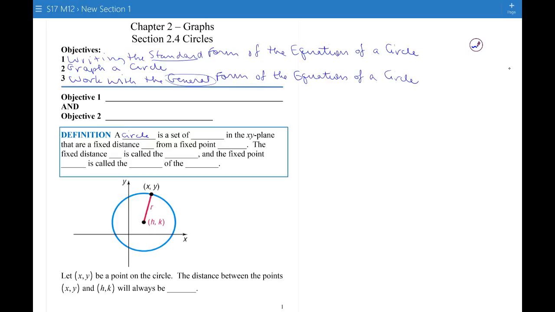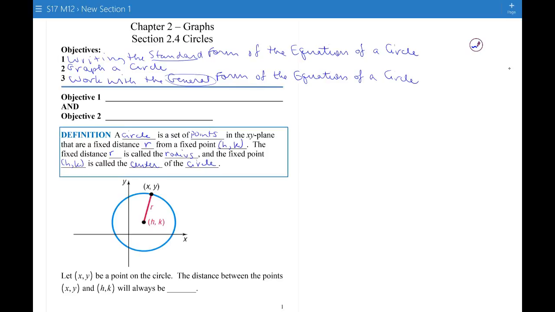A circle is actually a set of points, just like we've been talking about, that all the graphs we've been looking at are actually sets of points in the xy plane. And they're a fixed distance we call r from a fixed point that we label (h, k). So the fixed distance r is called the radius, and the fixed point (h, k) is called the center of the circle.